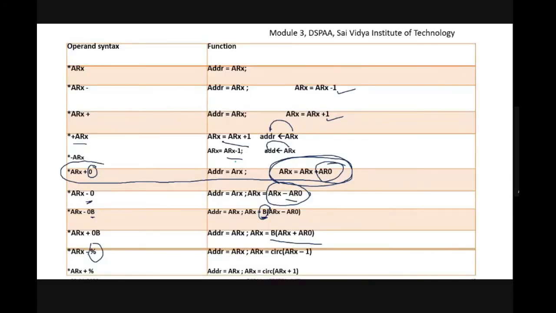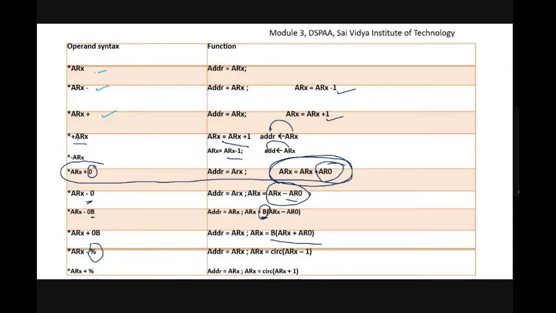Variations of indirect addressing, like *ARX if we have. So this is no change with the ARX register content. Whatever the previous ARX register content was before execution, after execution also, that remains the same. Whereas decrementing will take place here, and here addition will take place. See, after loading, decrement will take place. After loading, increment will take place. Then here it is called post decrement, post increment.